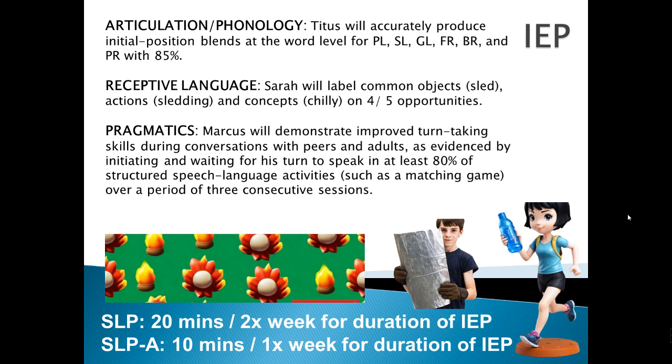So an IEP for speech language, I put down a few objectives: articulation, phonology. Titus will accurately produce the initial position blends at the word level for PL, SL, GL, and so on. Receptive language, Sarah will label common objects. And I'd like to actually put an example in there so when the parent reads this, it makes sense, such as sled, action, sledding, and concepts. Chili on 4 out of 5 opportunities.